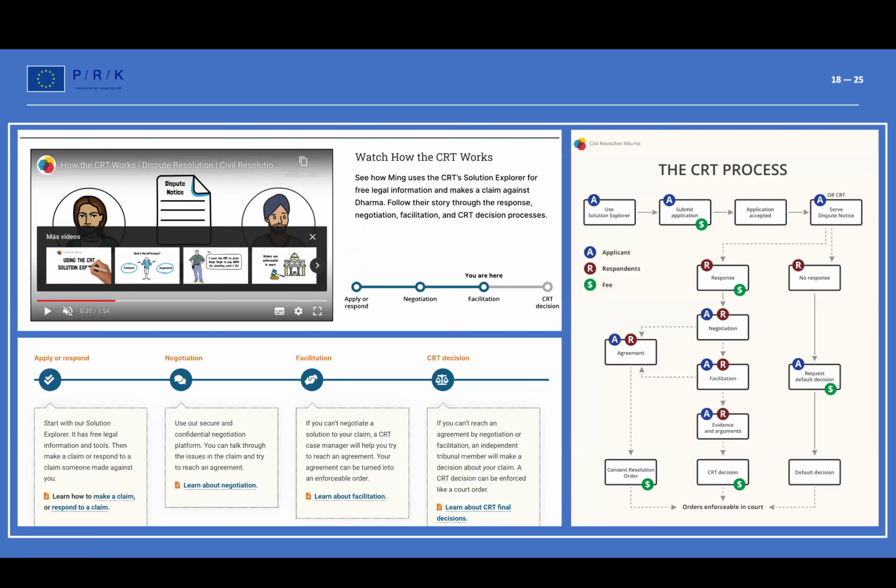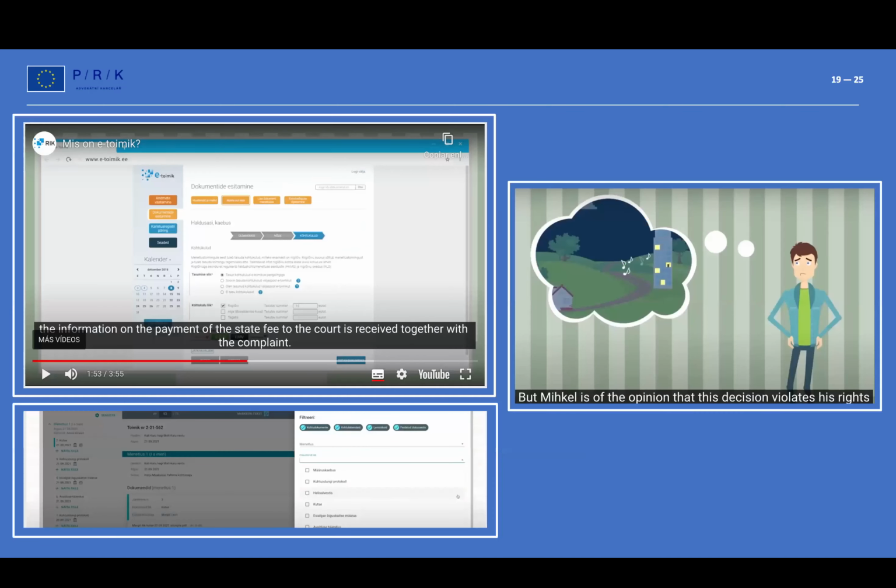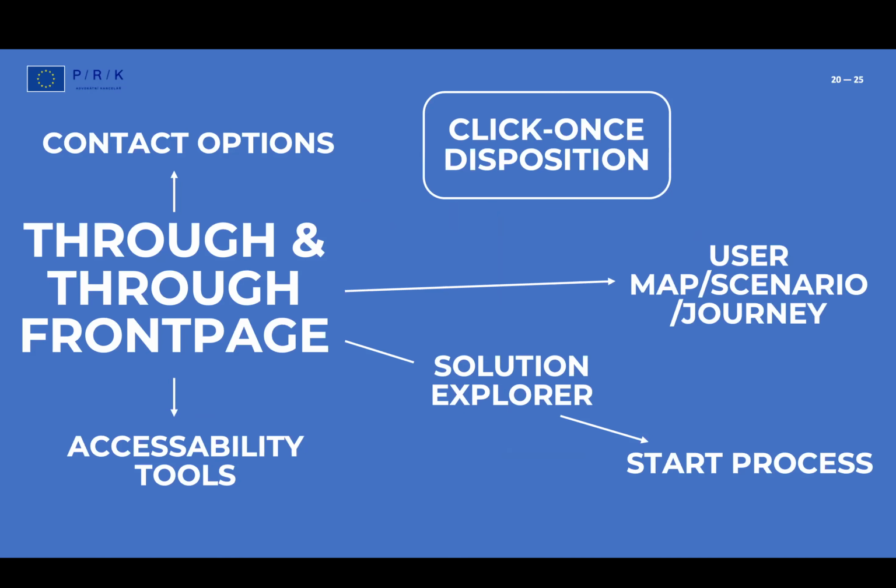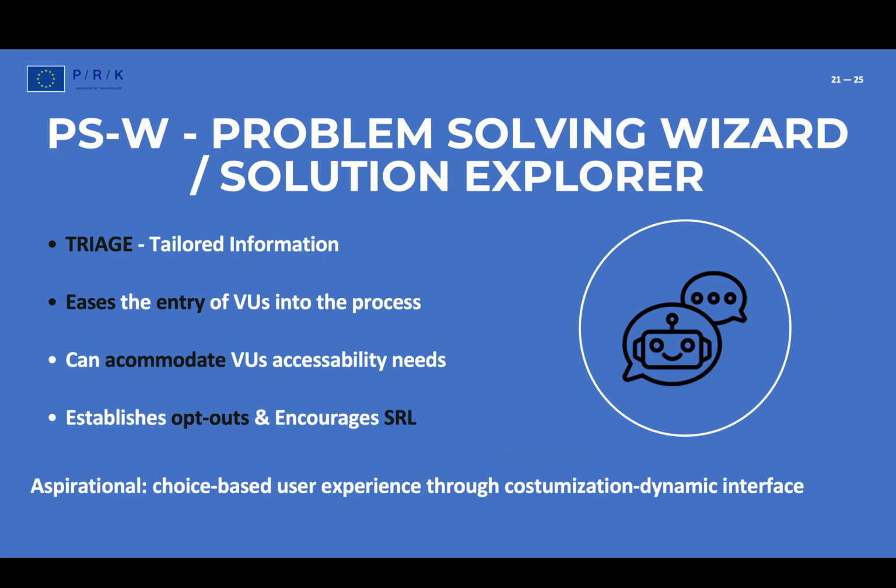Many examples, really good examples, such as the CRT or e-Toimic itself. Then a through and through front page, where we must have contact options, accessibility tools, a solution explorer to then start the process, and the user map scenario, and preferably in a click once disposition.